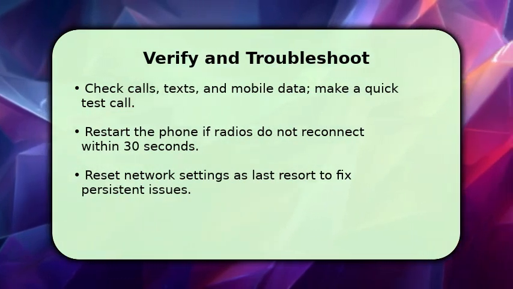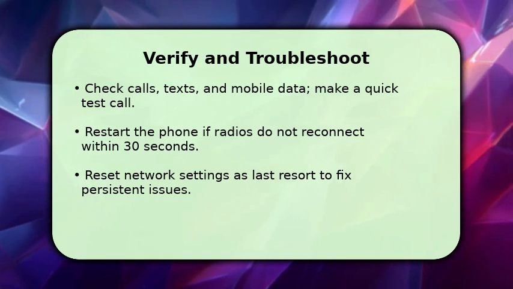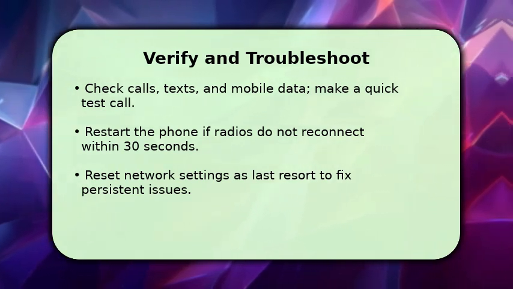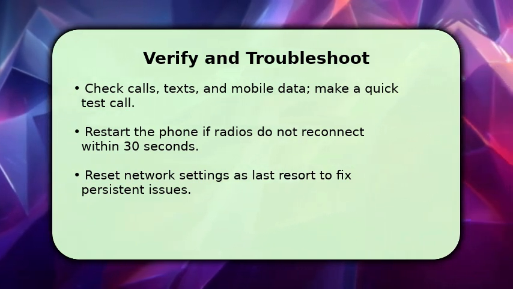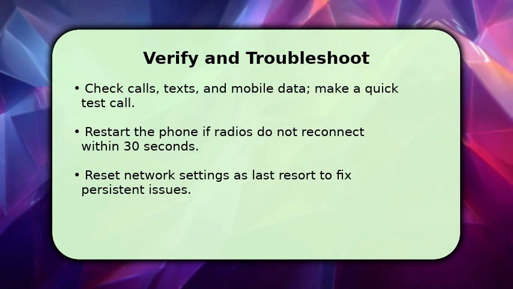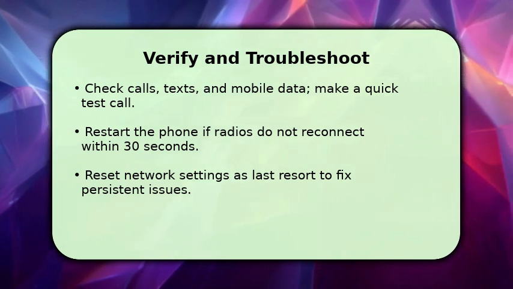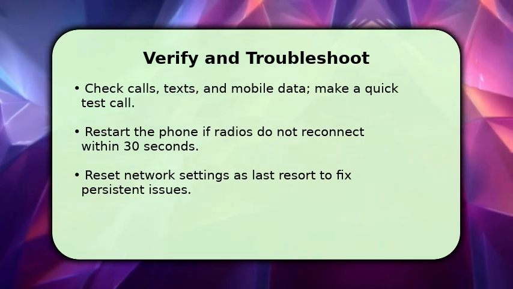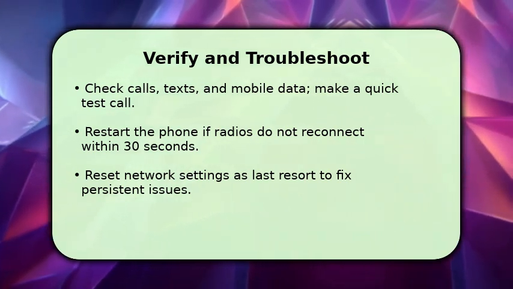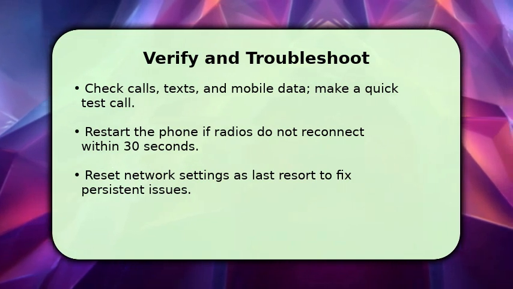If nothing changes within about 30 seconds, restart the G5 to force radio reinitialization. If problems persist after rebooting, reset network settings from Settings, System, Reset Options to restore cellular and Wi-Fi defaults. That reset is the key troubleshooting tip. Use it only if simple restart fails, because it will clear saved networks and Bluetooth pairings.